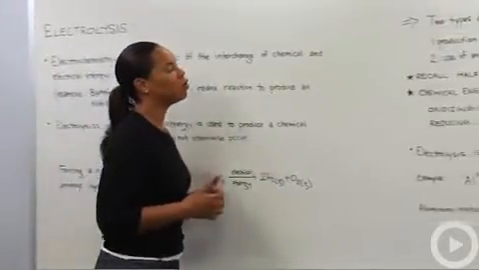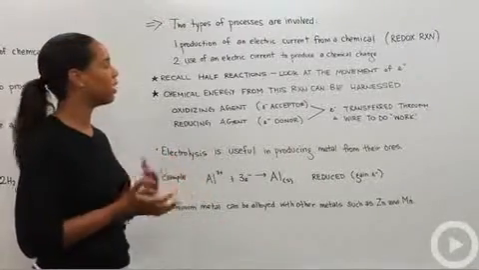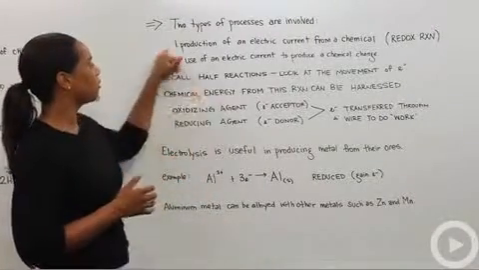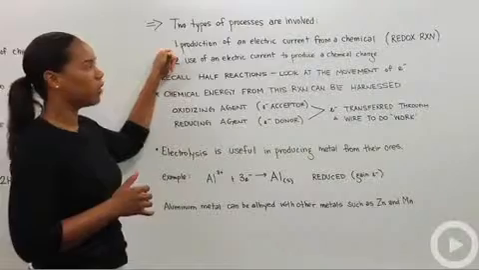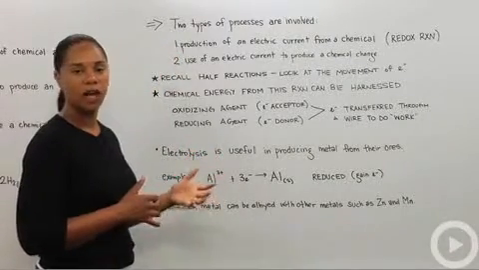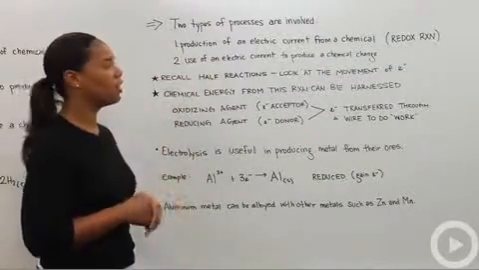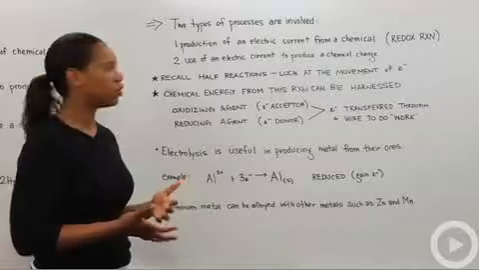There are two types of processes involved in this electrochemistry or electrolysis process. The first is production of an electric current from a chemical, and that's done by inducing a redox reaction. The second is to use that electric current to actually produce a chemical change.